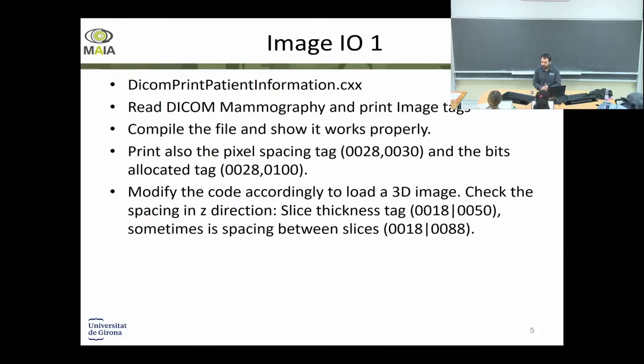I don't know if you know about how to pass parameters to an executable file in C. You know that you put the name of the executable, but then you can put any arguments that you want to pass to the program. Let's say if you want to load one image.